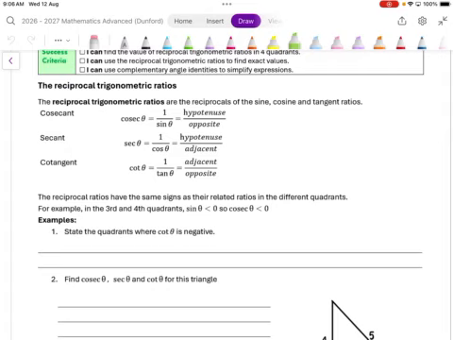Now, the way that we can remember these three reciprocal ratios and what goes with what is that the third letter of our reciprocal ratio goes with the first letter of sine, cos, tan. So if we look at cosec, the third letter of cosec is S, the first letter of sine is S. When we look at sec, the third letter is C, the first letter of cos is C, and when we look at cot, the third letter is T, the first letter for tan is T. So that's how I remember what goes with what.